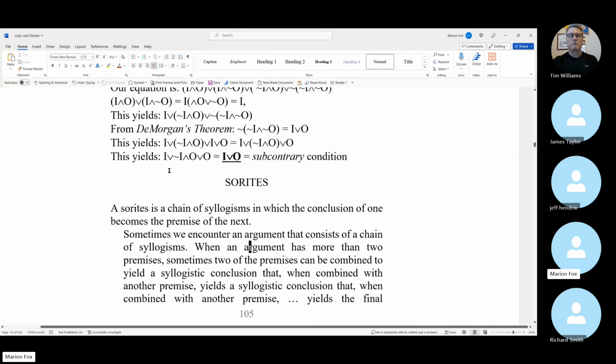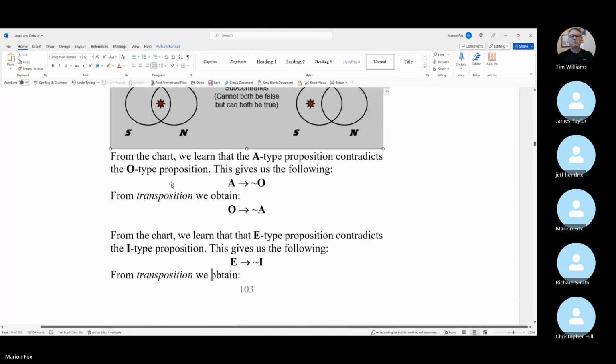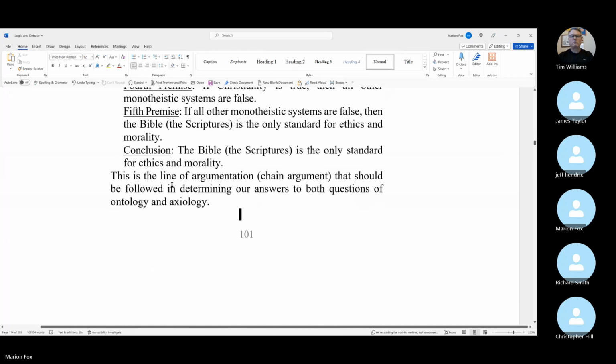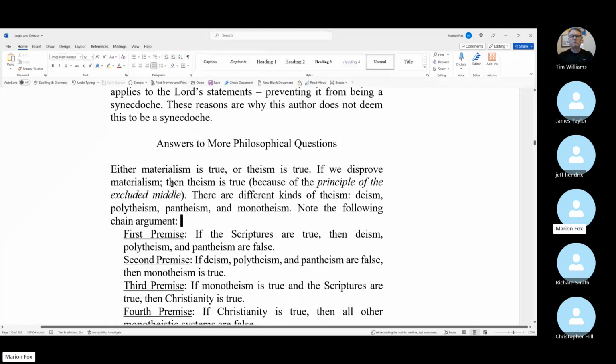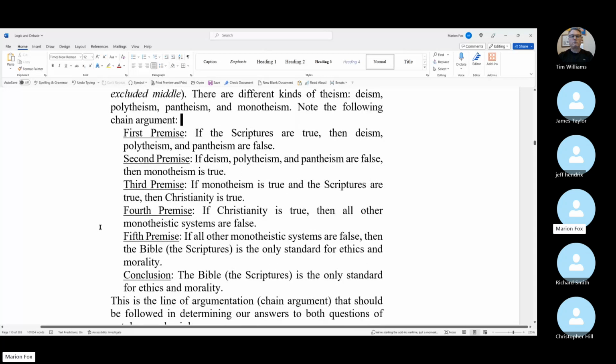We have a Socrates. And this is a chain of syllogisms in which the conclusion of one becomes the premise of the next one. I'm going to back up just a few pages back. We'll come back to page 105 in just a minute. Here is one, a philosophical question. I added something to what yours has, and I'll send you the updated book whenever we get through the class tonight. What we have here is one syllogism.